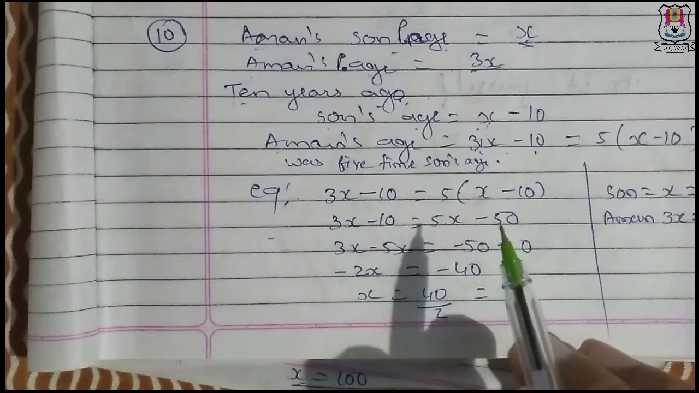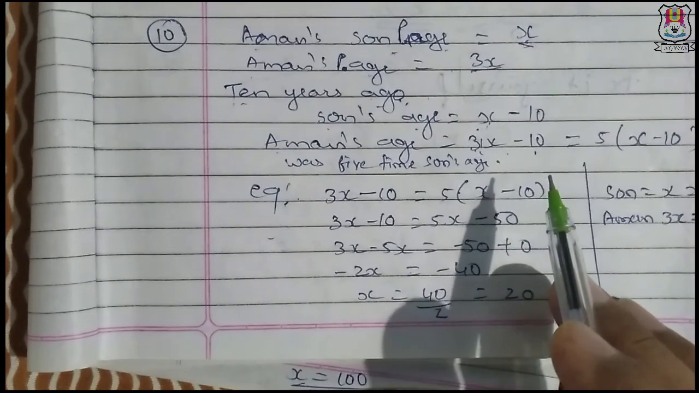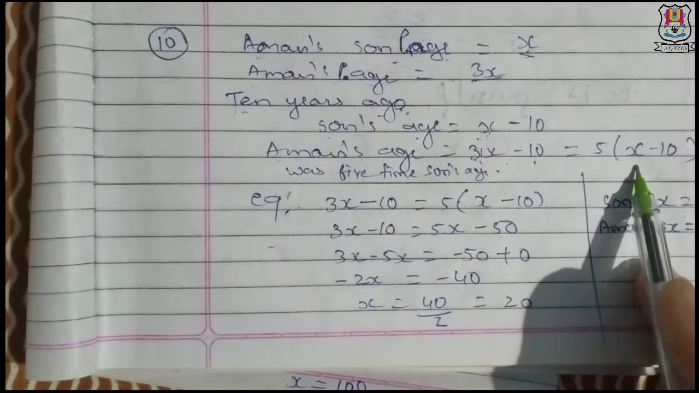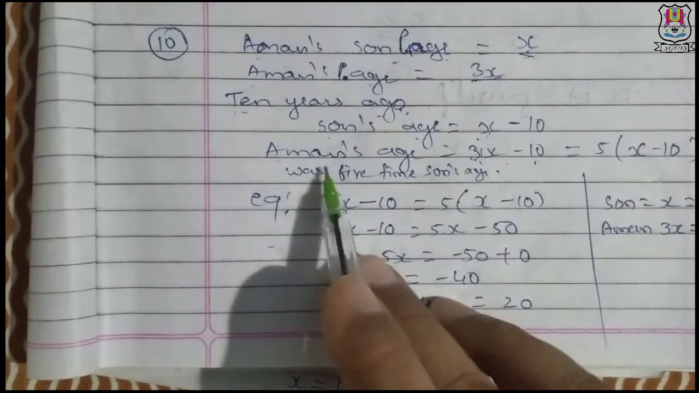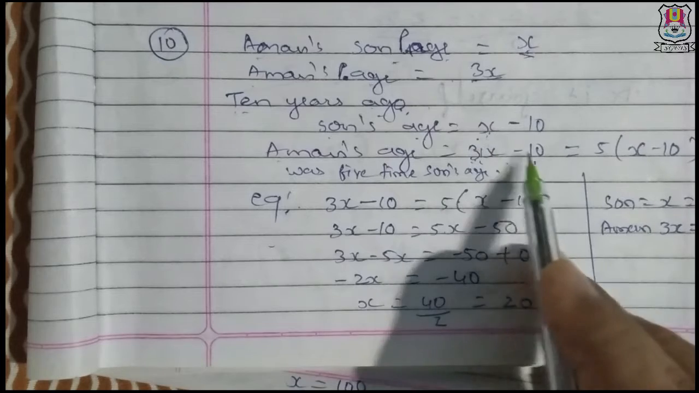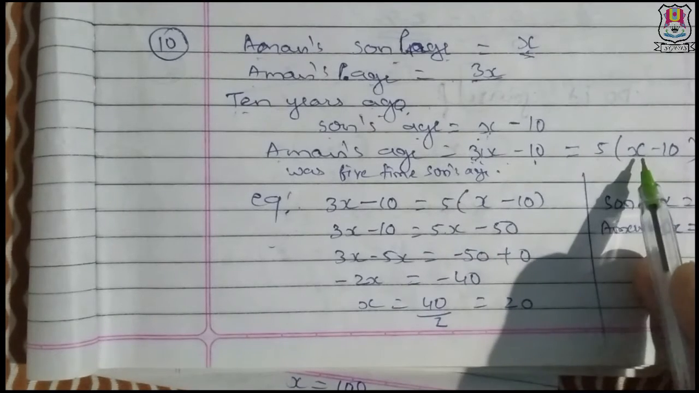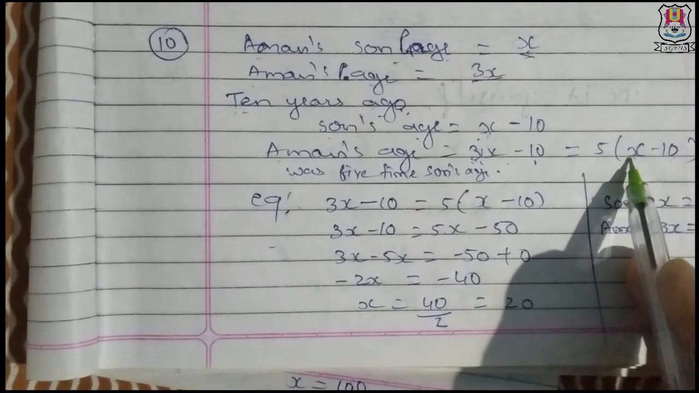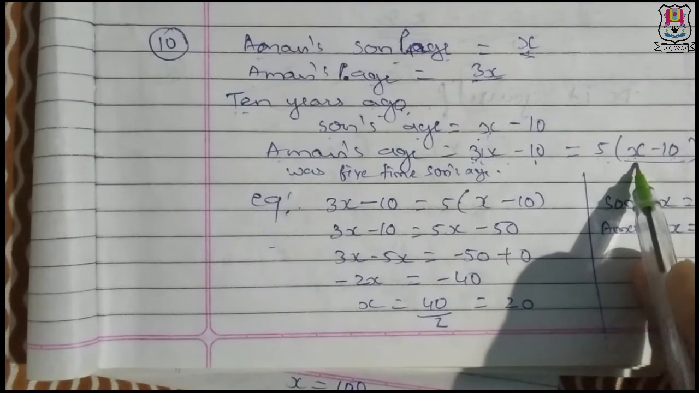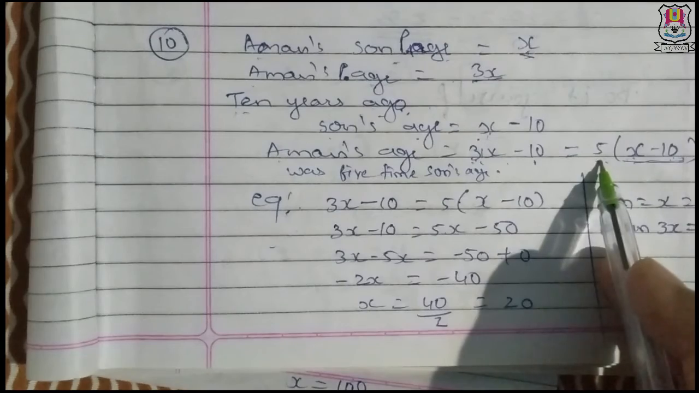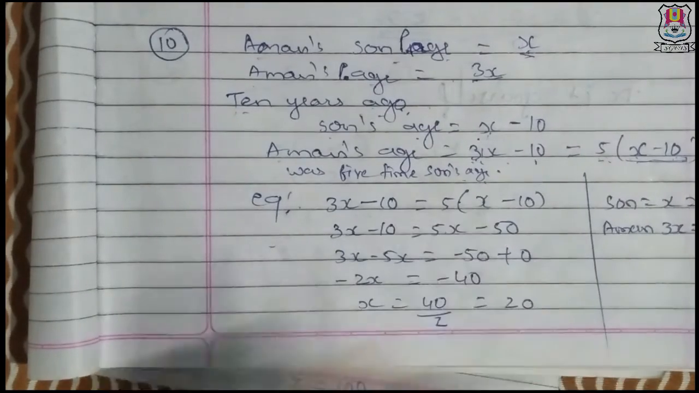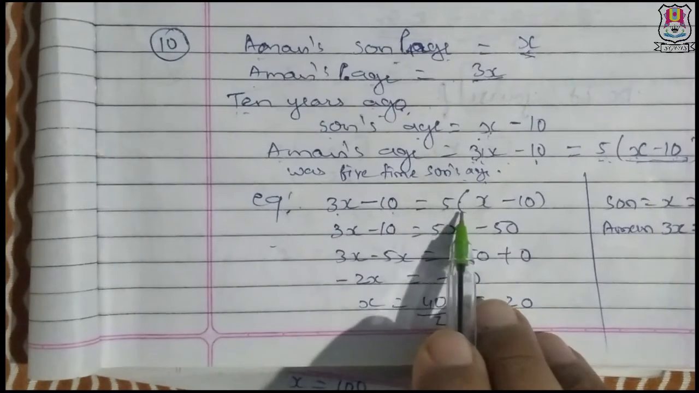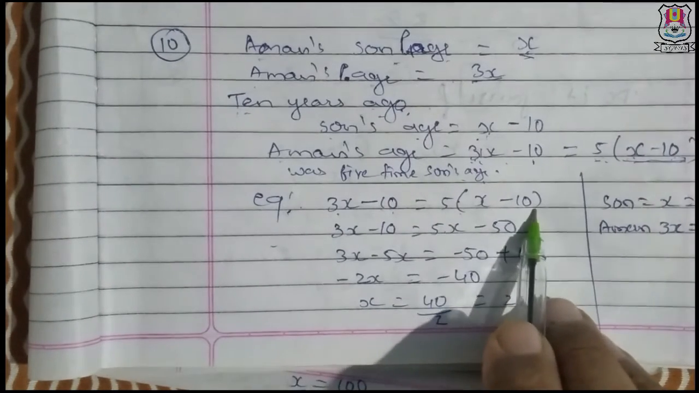Also the question is saying that 10 years ago he was 5 times his son's age. So 10 years before, Aman's age was 3x minus 10, and he was 5 times the age of his son. The son's age was x minus 10, so 5 into bracket x minus 10. So what equation did we get? 3x minus 10 is equal to 5 into bracket x minus 10.